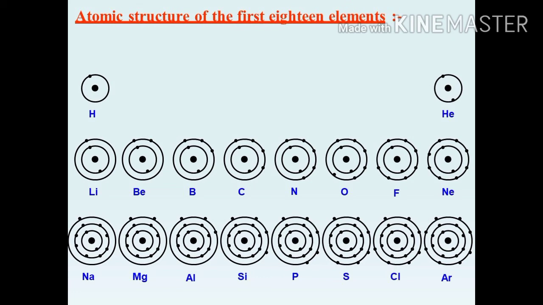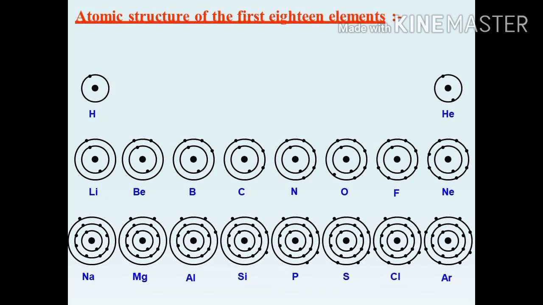Nitrogen. Total 7 electrons are there. First orbit 2, second orbit contains 5. So what are the valence electrons? 3 more electrons are needed for filling the second orbit. So 3 is the valence. Oxygen 8. First orbit 2, second orbit 6. How many electrons are needed for filling the second orbit? 2 more, then it becomes 8. So 2 is the valence.